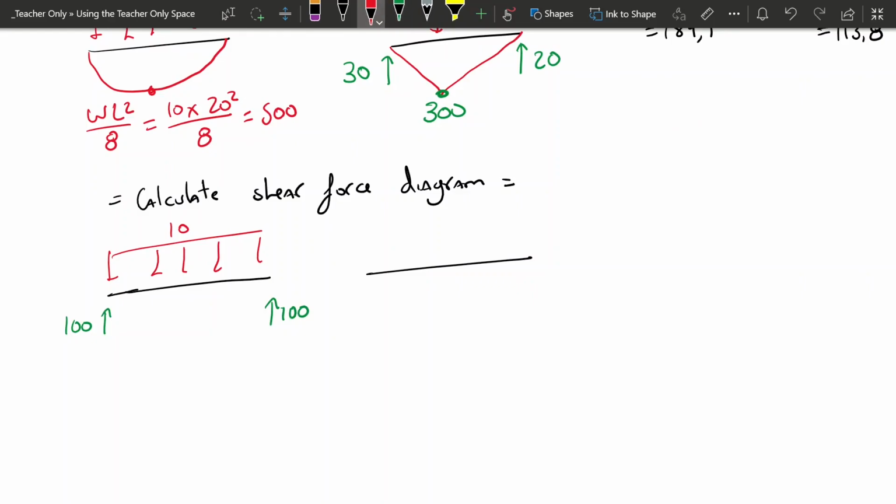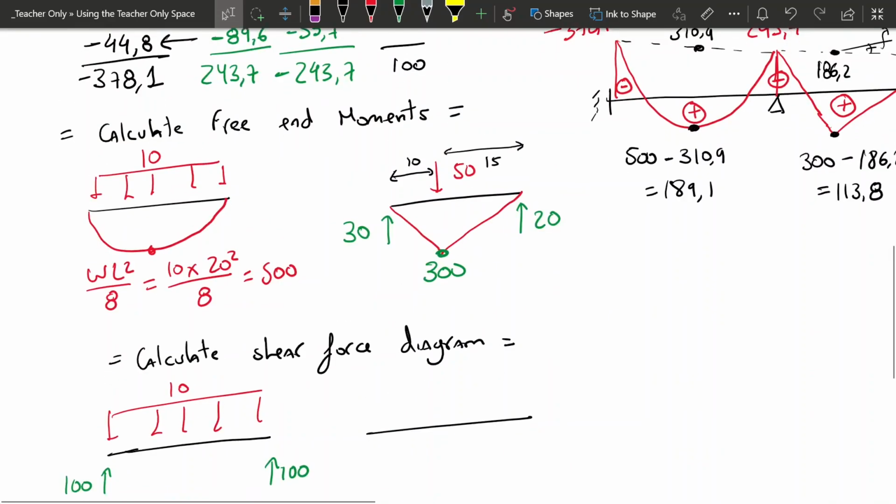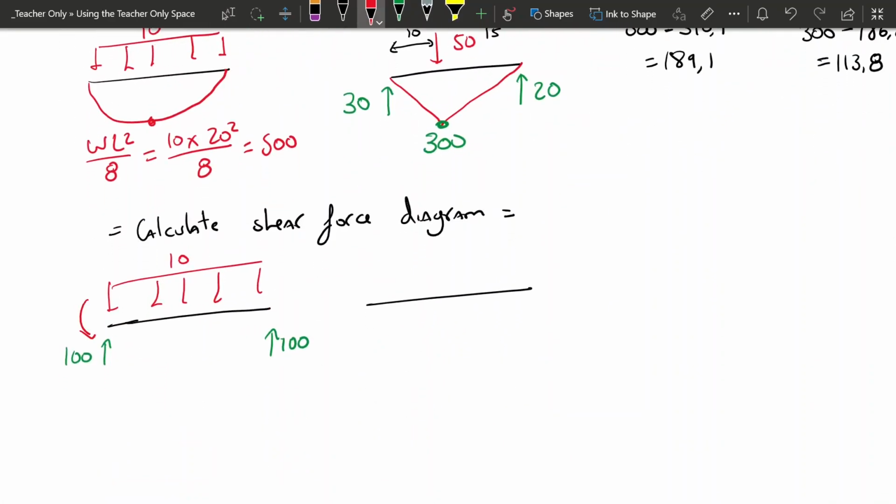But now on top of this we have some moments. So we have 378.1 and 243.7. And now we can see that 378 is bigger, so we need to add a moment that counteracts this one. So we need reaction to go down here and up here, so it adds to this type of moment.